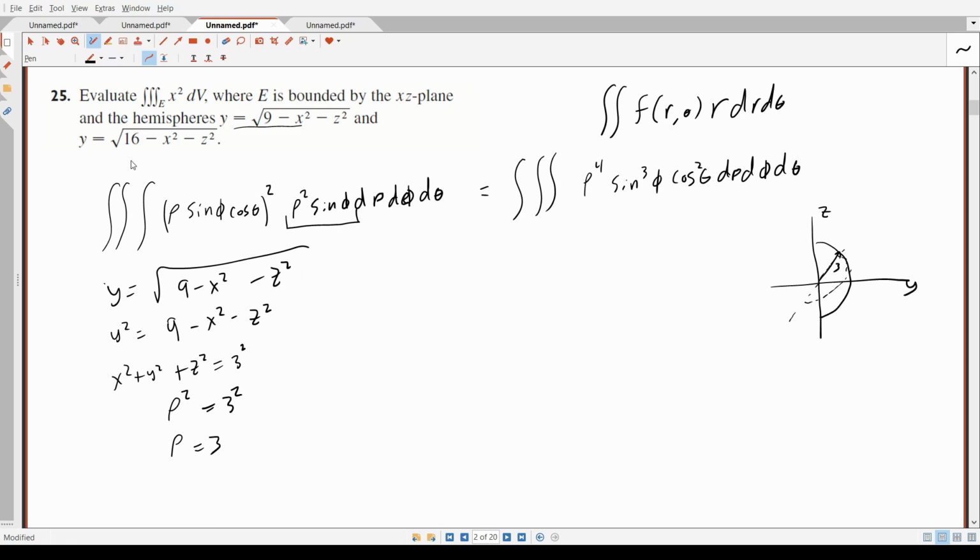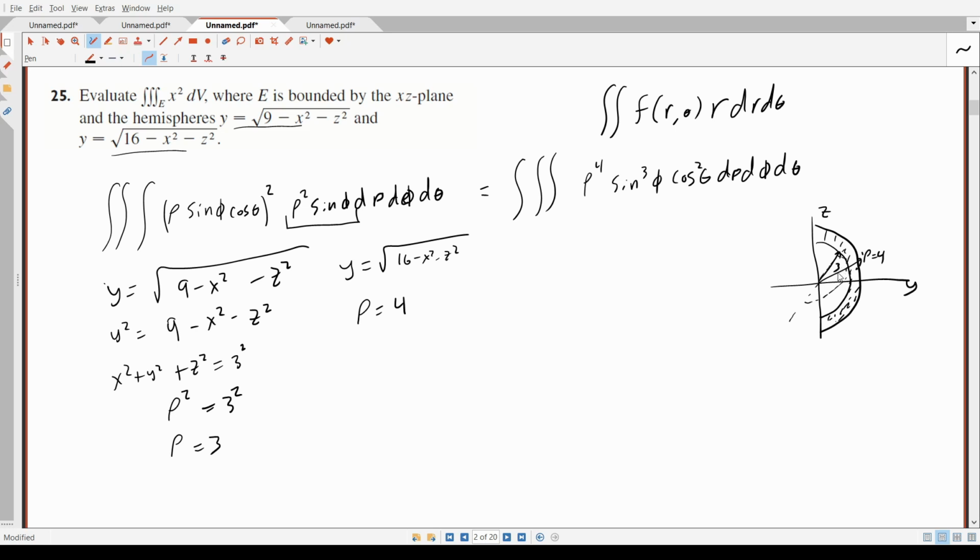Okay, if I do the exact same thing for this equation, y equals square root of 16 minus x squared minus z squared, I do all the exact same steps and I get rho equals 4. So that's going to be the same thing except a little bit bigger, like this. And now I have rho equals 4. So the region it's describing is kind of this region right in here.